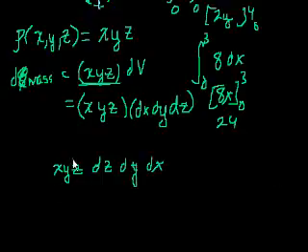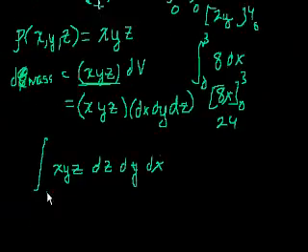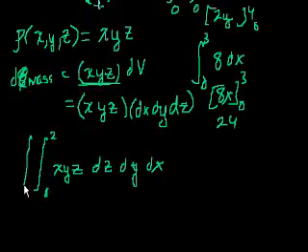And then we just define, so this is once again just the mass at any small differential of volume. And if we integrate with z first, we said z goes from what? The boundaries on z were 0 to 2. The boundaries on y were 0 to 4.